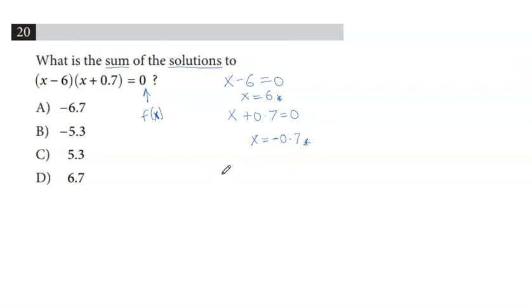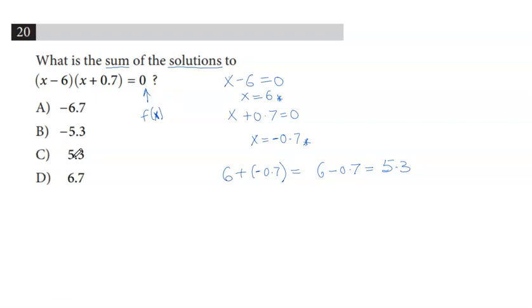So all you're doing is doing 6 plus this one, right? But there's a negative there. So let me put it in parentheses, negative 0.7, right? Which is the same as 6 minus 0.7, which is what? 5.3, right? So in this case, 5.3 is the answer we're looking for.